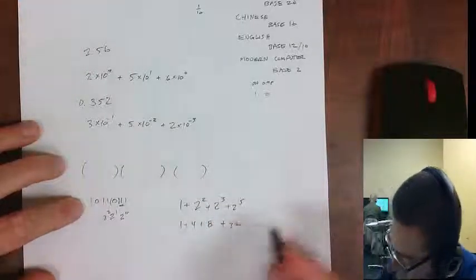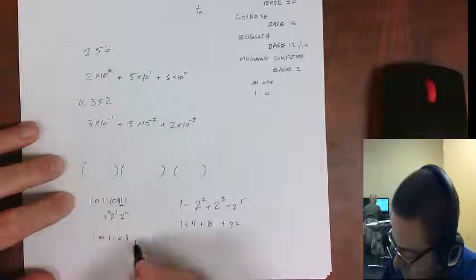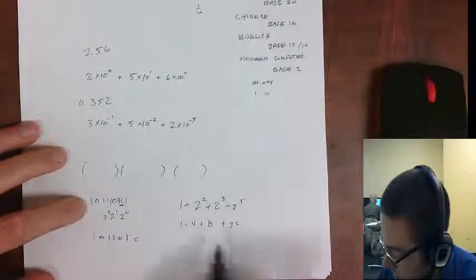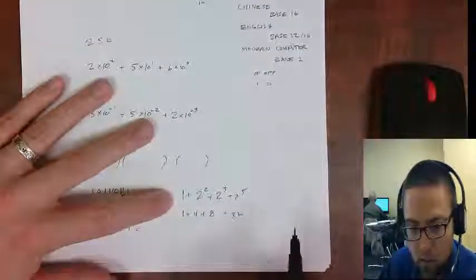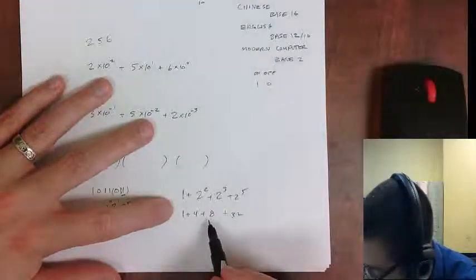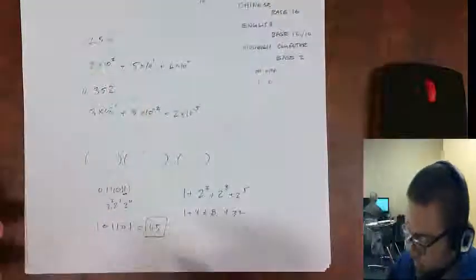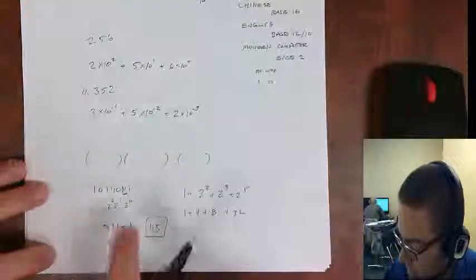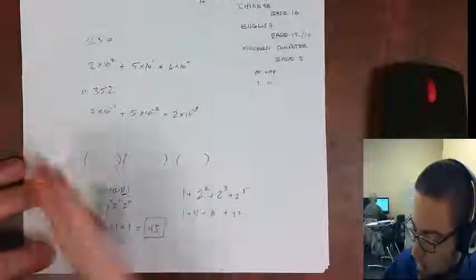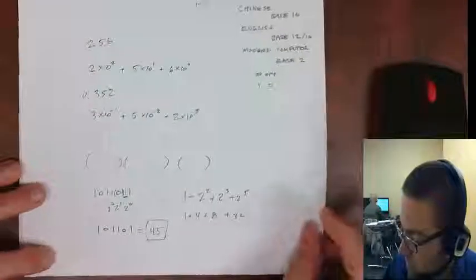So this number, 101101, is equivalent in base 10 to 32 plus 8 plus 4 plus 1, which is 45. So that's how the bases work. Each spot is another exponent. So 2 to the 0, to the first, 2 to the second.